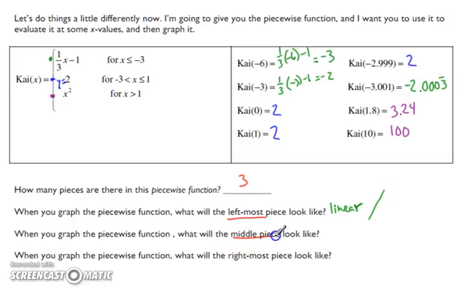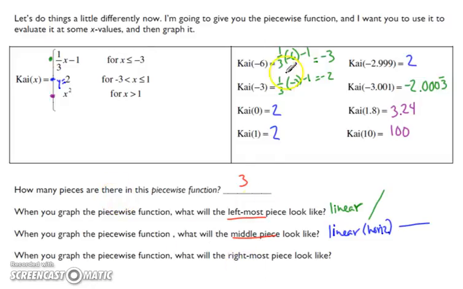The middle piece, that's this one here in the middle. That's my blue section. It looks like y equals 2. So remember what that looks like. It's also linear, but it's not just linear, it is horizontal. So it looks like this.